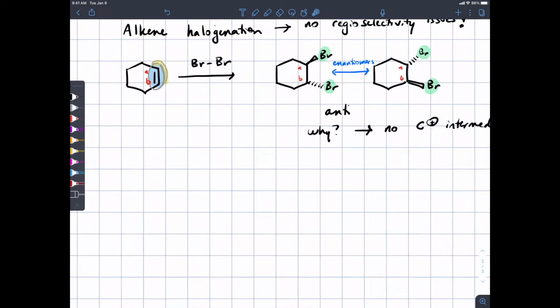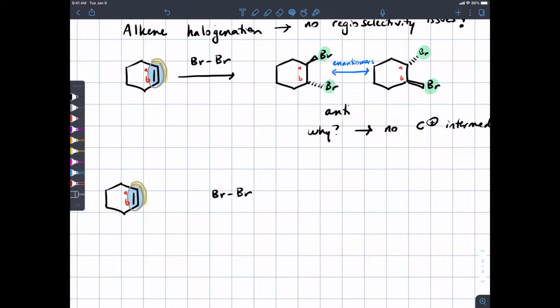So we're not going to worry about who gets what bond first because in the end both of them have a Br. All we have to account for is why they're on opposite sides. So this can be a little tricky. So hang in there and I'll talk you through it.